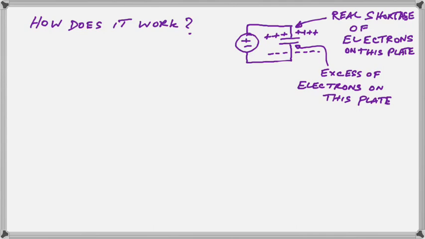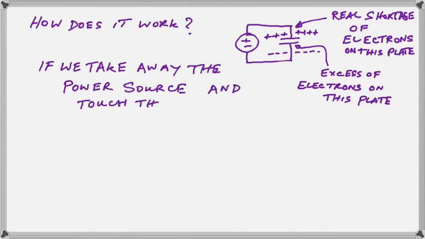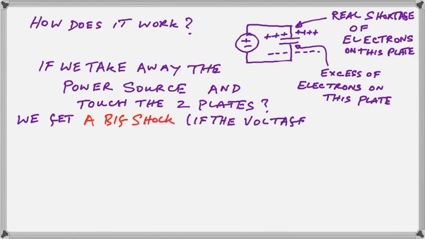Now what happens if we try to take away the power source? Well, if we take it away, the charge is going to remain on the capacitor, and if we go and touch the two plates, we can get a big shock, literally speaking, if the voltage of the source is high enough. And people have actually been killed by this mechanism. So don't go around touching big capacitors with your bare fingers, because some of them can store this charge for years. Okay, so that's the nice story you can tell all your friends about this evening.